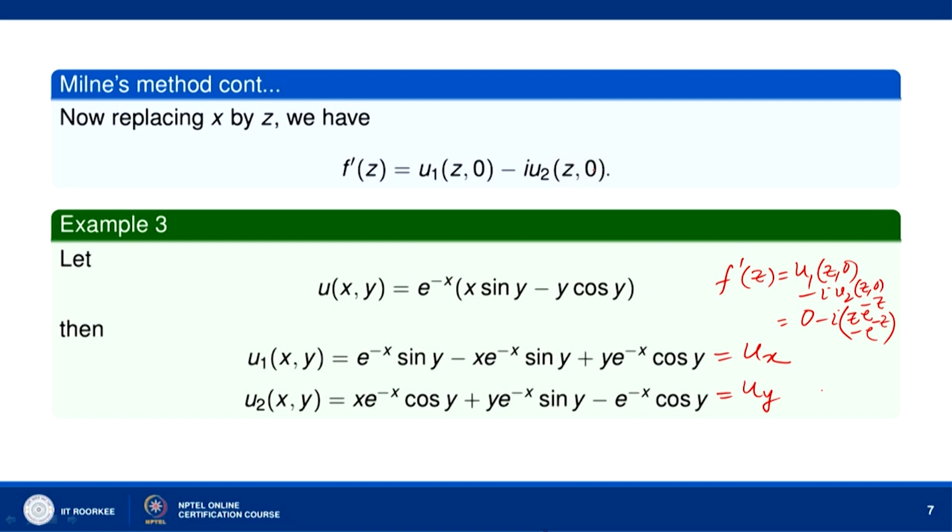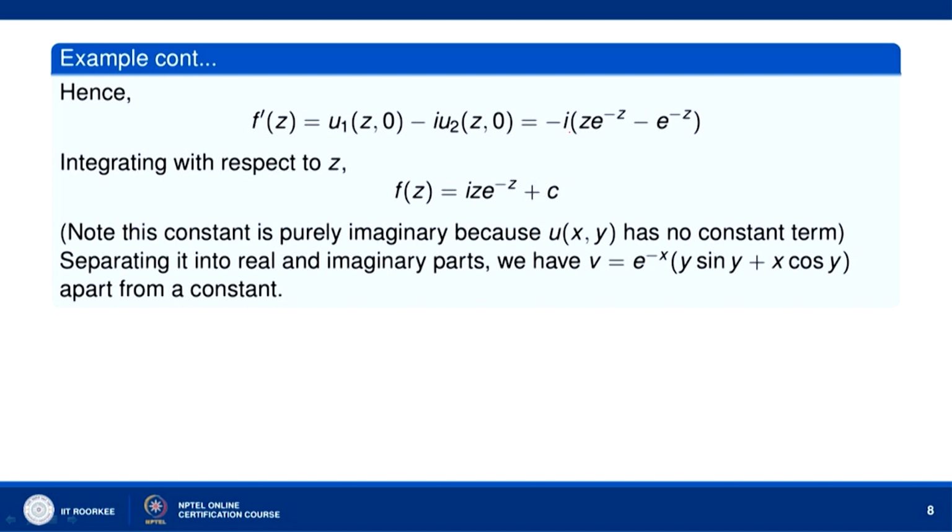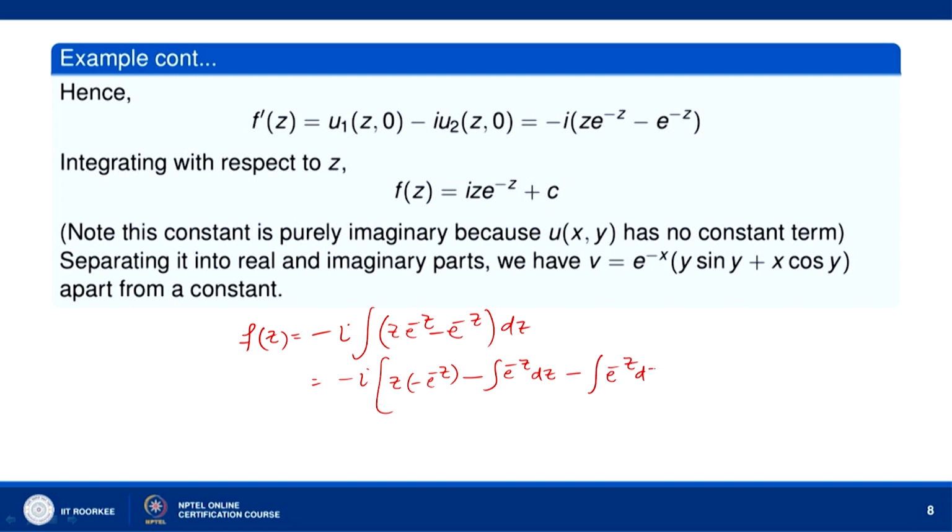Okay. So, f prime z is this. Okay. We can integrate that. So, f z is equal to minus I times integral of z e to the power minus z minus e to the power minus z dz. Okay. And this is minus I times integral of z e to the power minus z will be z times minus e to the power minus z minus integral of e to the power minus z dz, and then we have second term minus integral of e to the power minus z dz.